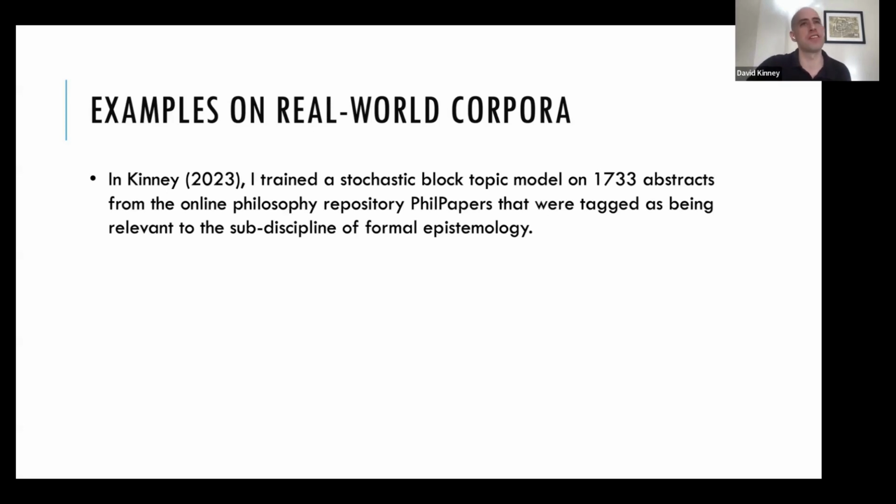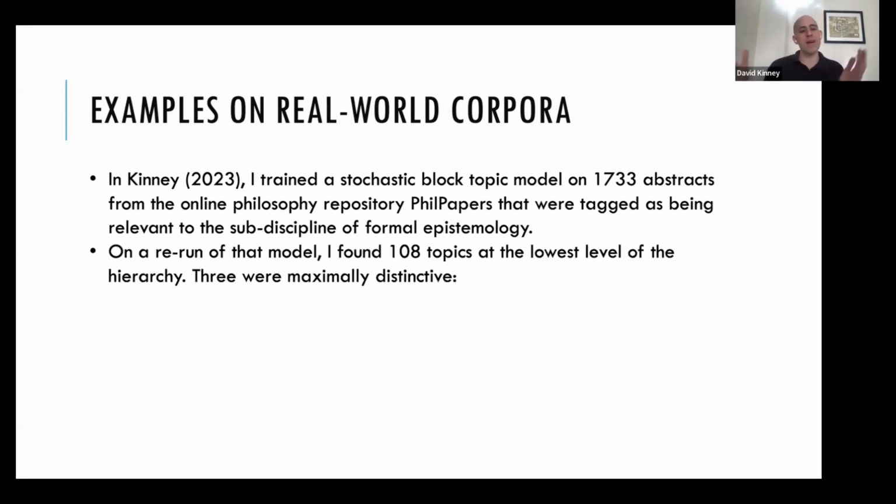In that paper, I was really interested in diachronic trends over time within formal epistemology, seeing what techniques had fallen out of fashion and what techniques have risen in fashion. But I came back to it thinking about this distinctiveness measure, and just trying to see, okay, what does it look like if we try and look for distinctive topics in this corpus that I'd already compiled, right? So I reran that model and I found 108 topics at the lowest level of the hierarchy.